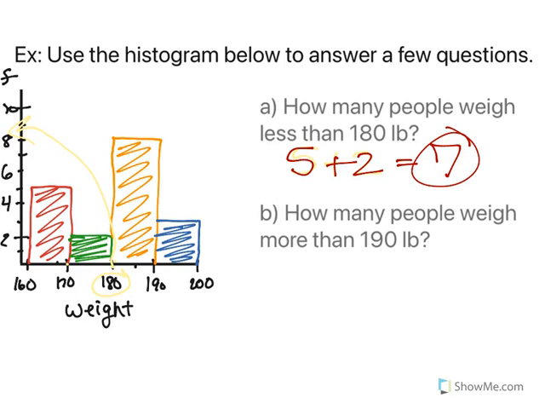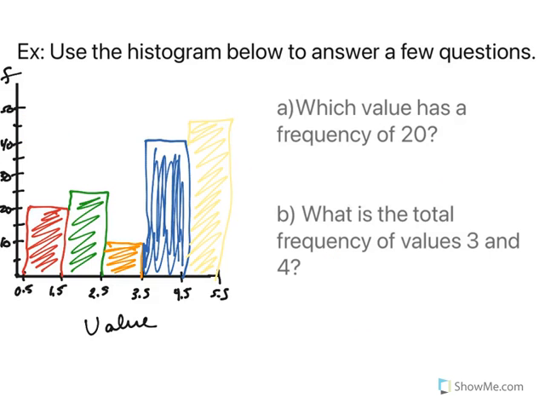Number 2, how many people weigh more than 190? Okay, well, here's 190. So more than that will be everybody to the right, which is just this last bar from 190 to 200, which is 3 people. So you can use the bar graph, or the histogram, to give you information. So let's do one more.